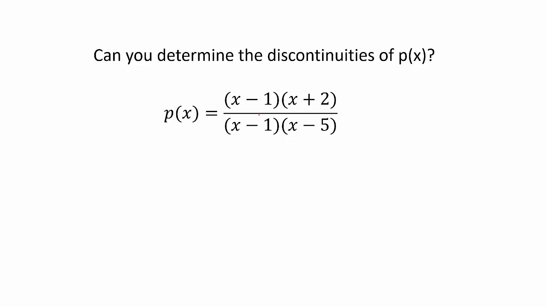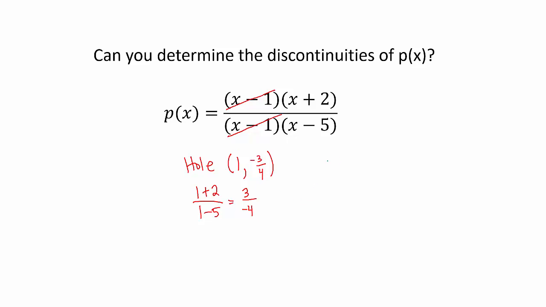Okay, so to find the discontinuities, we would have to do some simplifying. We know that the x minus 1s will cancel, so that means that there will be a hole at 1, comma something. So I'm going to find that something by plugging 1 into what's left over. So 1 plus 2 over 1 minus 5. Notice I didn't plug it in here. These are gone. So we get 3 over negative 4. So the hole is at (1, -3/4).